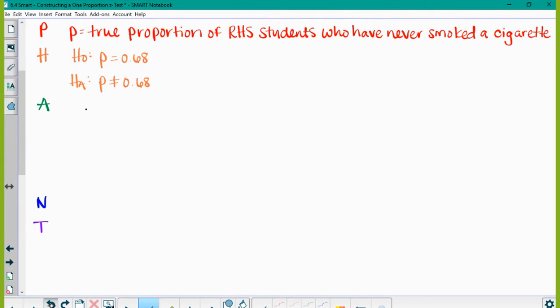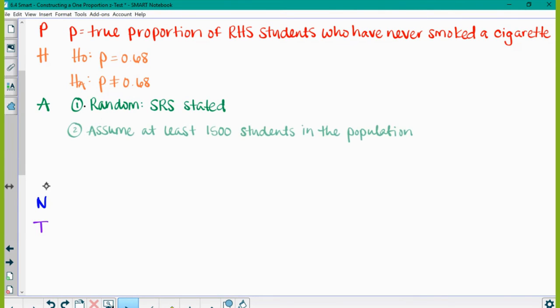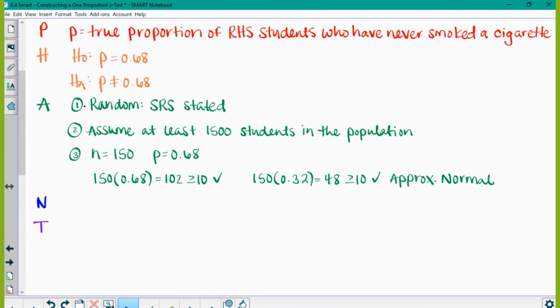Assumptions and conditions are satisfied. Let's do first, is it random? Second, assume at least 1,500 students in the population. Seems fair. And for success/fail, I have at least 102 successes and 48 fails. So that satisfies the greater than or equal to 10, meaning it's approximately normal. And the name of the test: one proportion z-test.